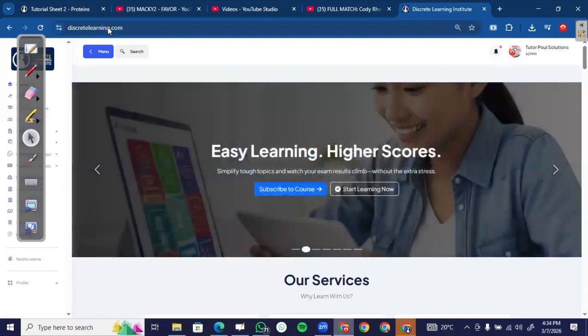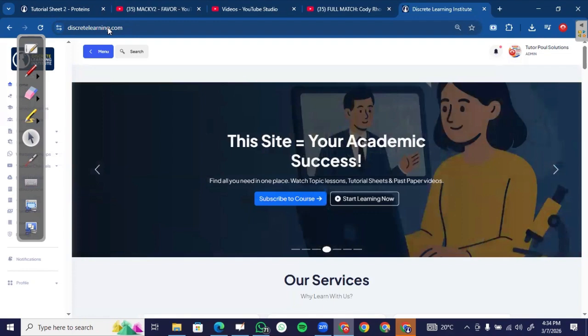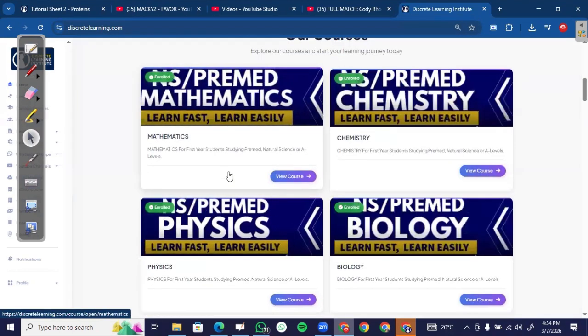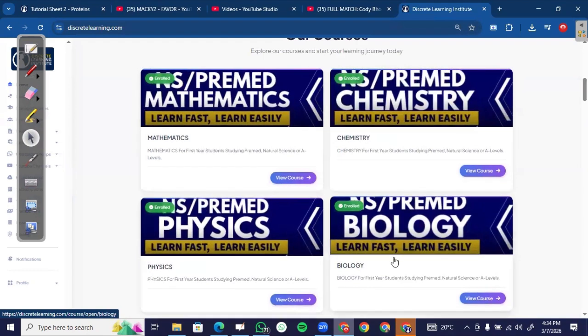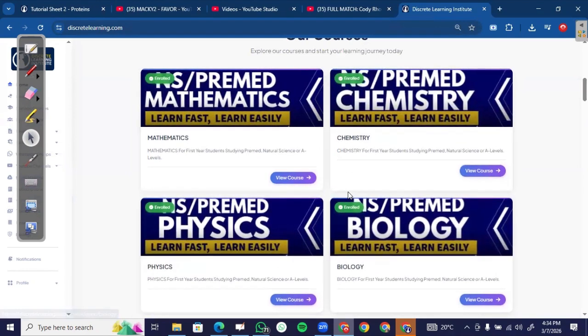So if you do not have an account, it will ask you to create an account. So you just put your email, you set your password and your name, you select your university, blah, blah, blah. You create the account. And then once you log in now, you will see something like this. These are the courses there for those who are doing first year Premed or NS at university. So there's math, there's chemistry, there's physics, there's biology. So you can subscribe for any course that is giving you what?